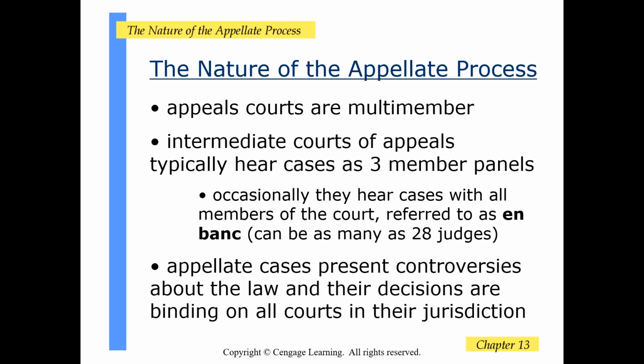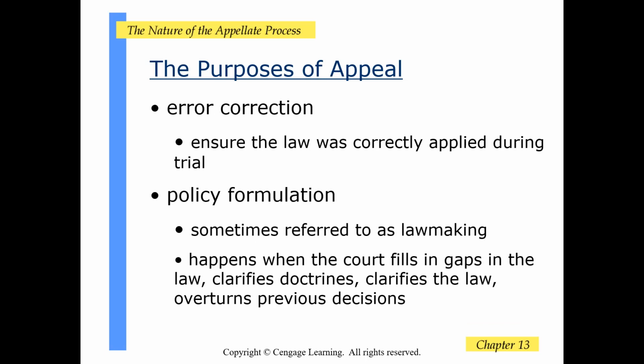Appeal courts are multi-member. Intermediate courts of appeals typically hear cases as three-member panels. Appellate cases present controversies about the law, and the decisions are binding on all courts within that Court of Appeals jurisdiction. The purpose of an appeal is error correction. That is, to ensure the law was correctly applied during trial.